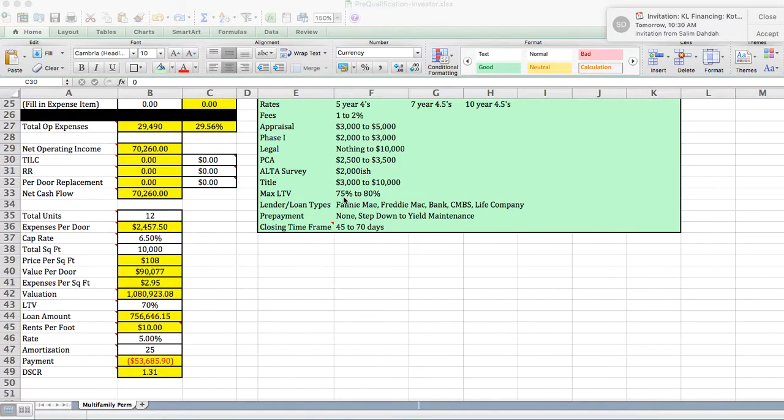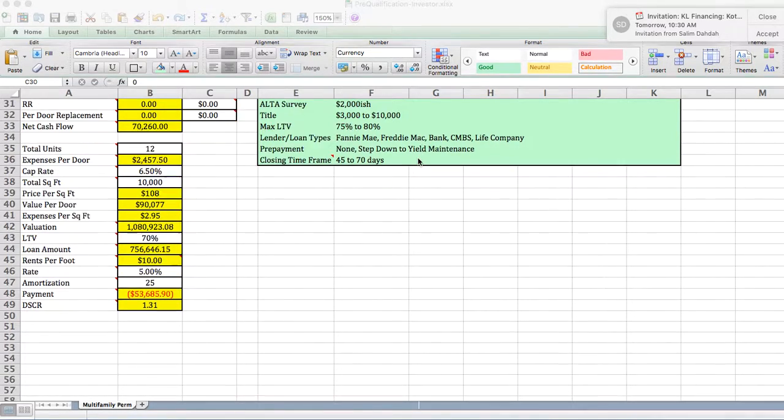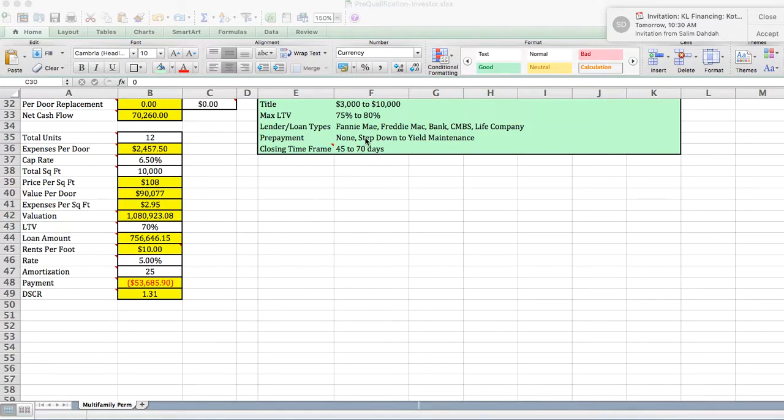Max LTV, again, like I told you earlier, 75, 80% is really probably a push, but from time to time. Lender types for these: Fannie, Freddie, banks, CMBS, which are commercial mortgage-backed securities. Those are tough. Life companies are good lenders. Prepayment could be none, step down, which is like a 5, 4, 3, 2, 1, or yield maintenance, which gets sort of tricky. That can be in a different video as well. Closing time frames are 45 to 70 days.